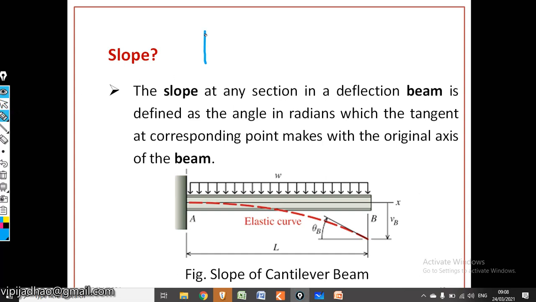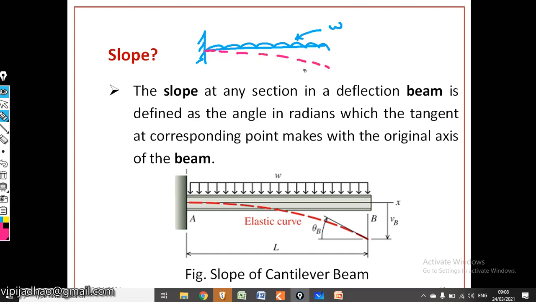Let us consider we are having some cantilever beam like this, and due to this particular loading, let us consider the loading is W kilonewton per meter. Okay, due to this loading, what may happen? This particular beam may deflect like this.